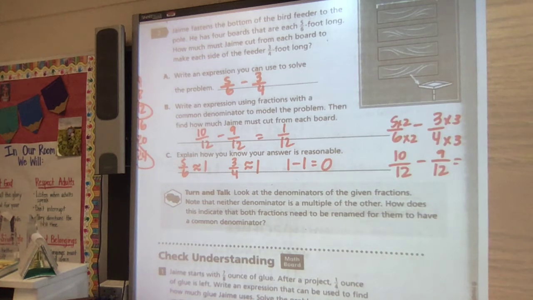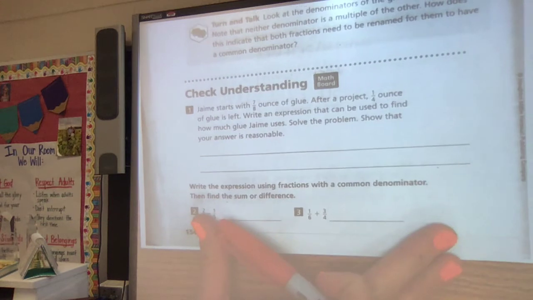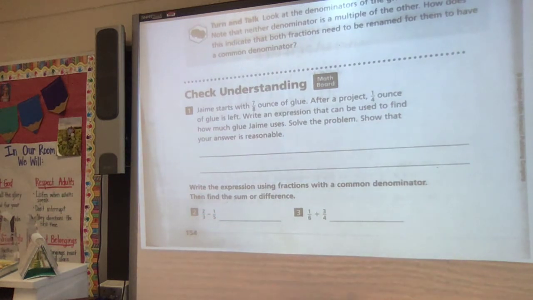Let's look at these two at the bottom. For these 3. Jamie starts with 7/8 ounce of glue. After a project, 1/4 ounce of glue is left. Write an expression that can be used to find how much glue he uses. Solve the problem and show that your answer is reasonable.